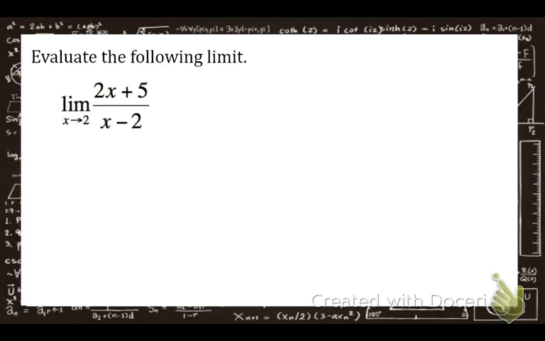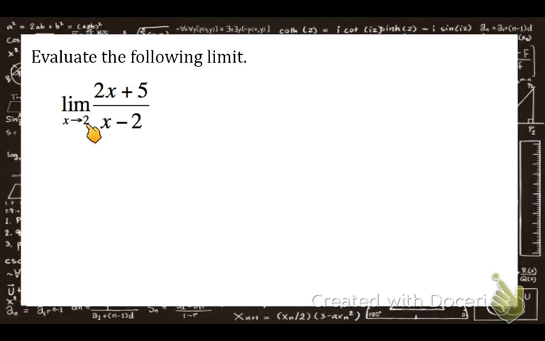The other type of limit involving infinity is when we get an infinite limit as an answer. So the limit as x approaches 2. Notice if we substitute 2 into this function, we get 2 times 2 is 4, 4 plus 5 is 9. On the bottom, 2 minus 2 is 0. So we get 9 over 0. Anytime that happens, that is not the indeterminate form. That is an infinite limit, meaning that the function is going to follow an asymptote, a vertical asymptote.